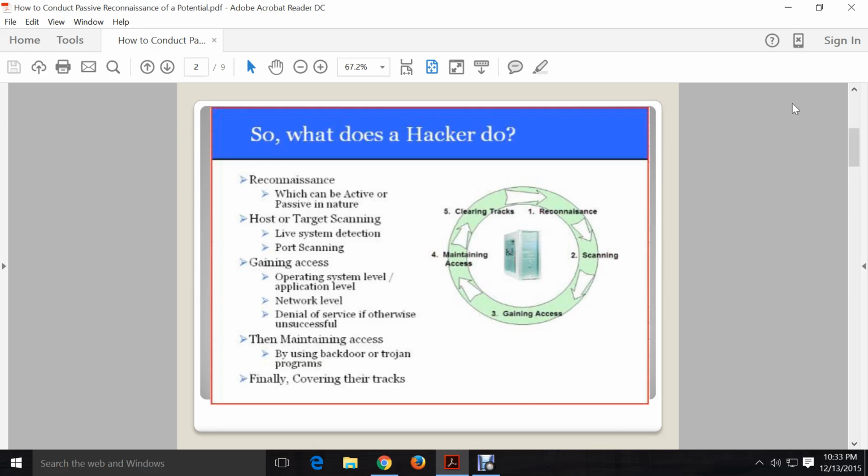So this is the first slide. I took it from our class notes, and it shows what a hacker does and what steps they follow to get into the systems. As we can see, the first step is recon, which is the topic of my presentation today. The second step is scanning. They gain access, then they maintain access, and finally they clear the tracks.